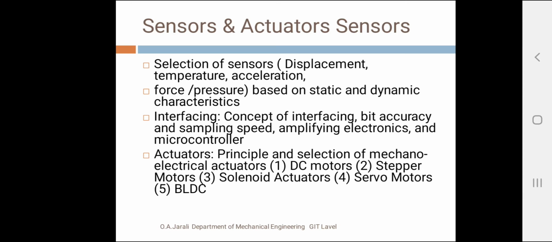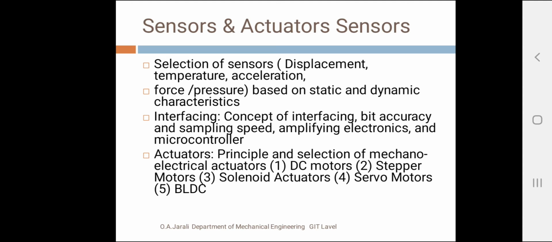So sensors are there, the system is there, interfacing is very important. So the concept of interface, bit accuracy, sampling speed, amplifying electronics and microcontroller, this part we will discuss in this module. So this is about sensors and interfacing of sensors with the system.